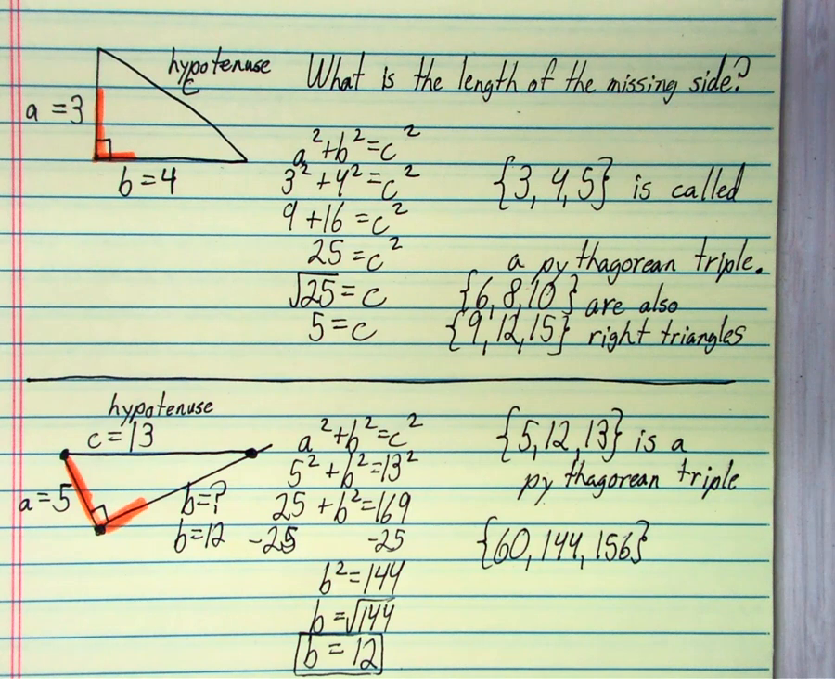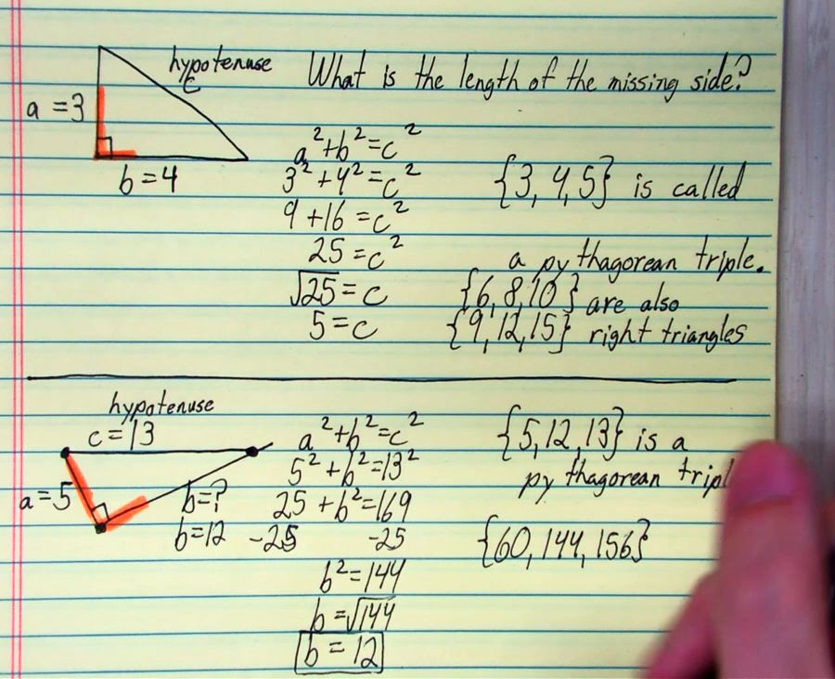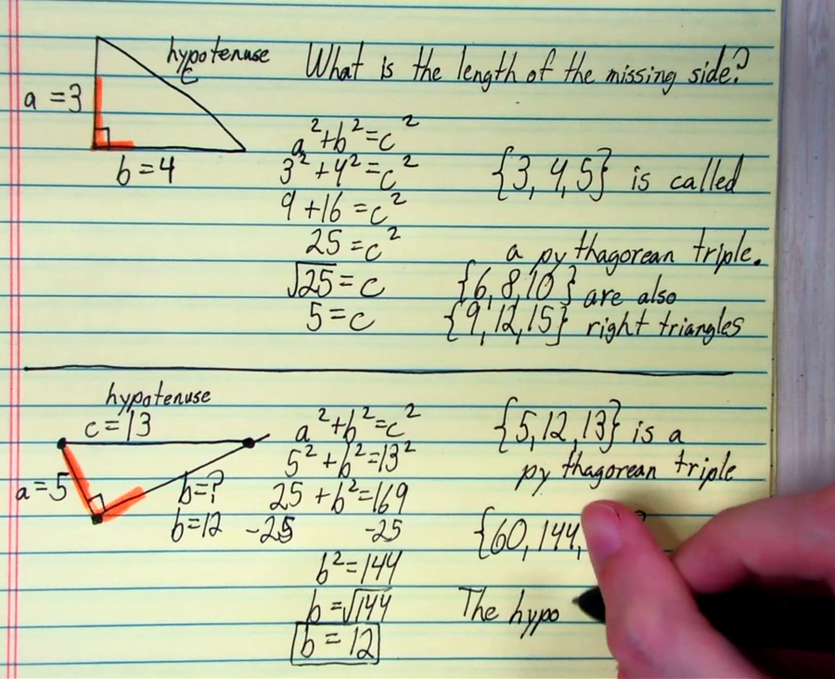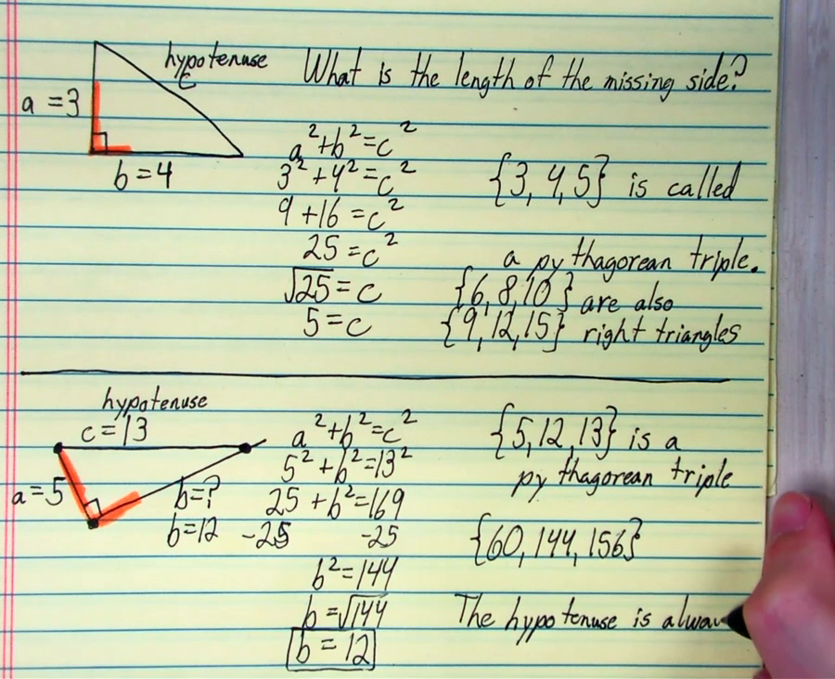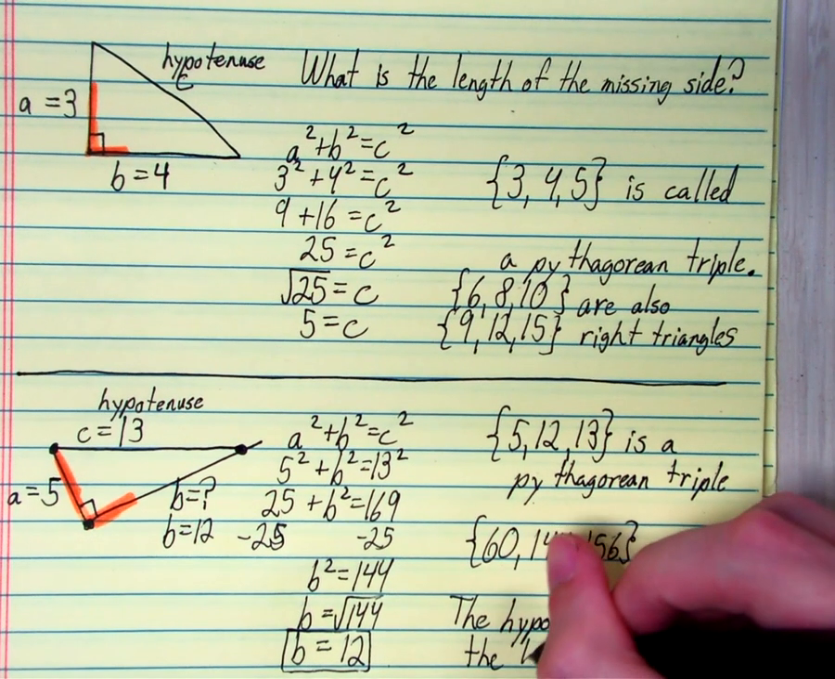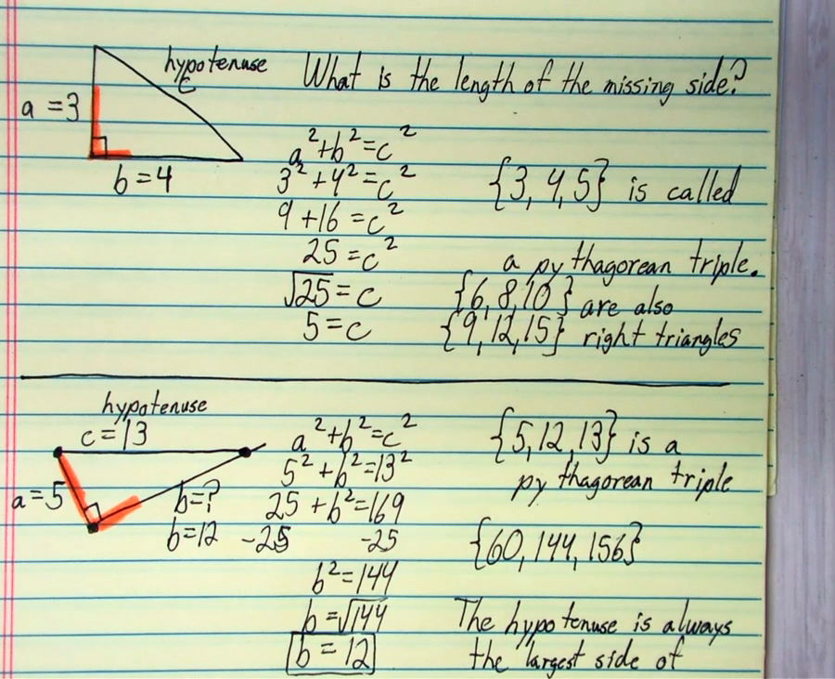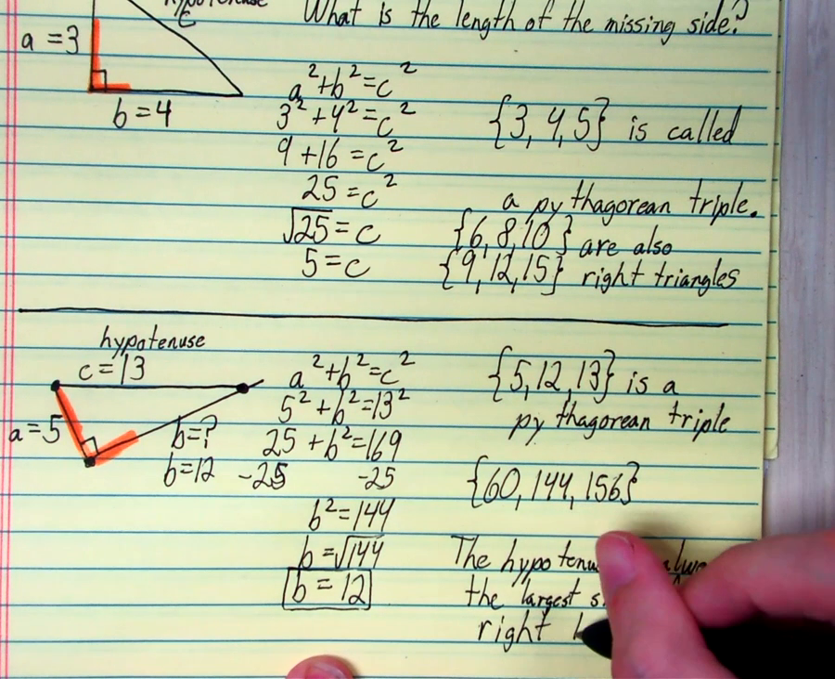One important reminder, just to help you check your answer in solving these problems, is that the hypotenuse is always the largest number. It's always the largest side of any right triangle. The hypotenuse is always the largest side of a right triangle.